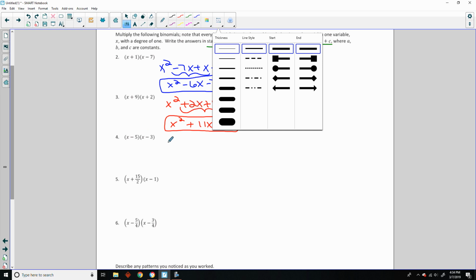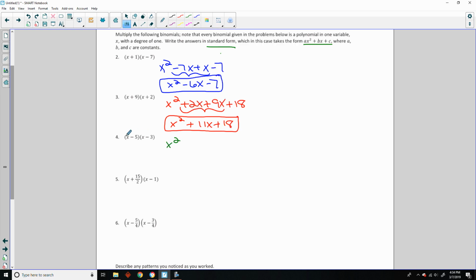X times x, x squared. X times a negative 3, negative 3x, careful with your signs. Inner is negative 5 times x, which is negative 5x, and be careful, a negative times a negative is positive. 5 times 3 is 15. Combine like terms: x squared minus 8x plus 15.